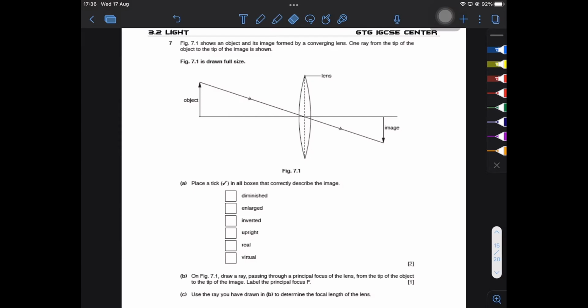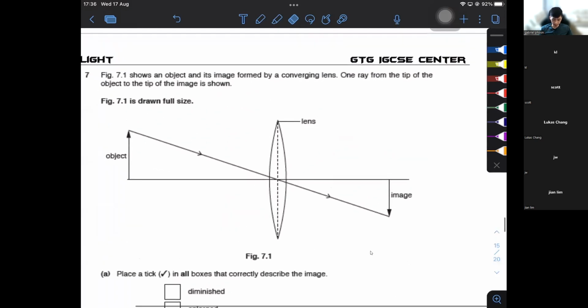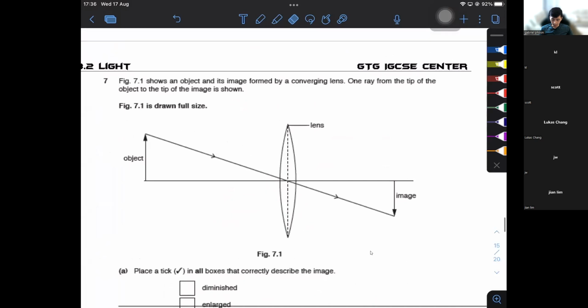Okay, everyone. I hope you have all attempted the question here. Let's go through it together, guys, real quick. If you look at this question here, what do they want from you? Figure 7.1 shows an object and its image formed by a converging lens. One ray from the tip of the object to the tip of the image is shown.